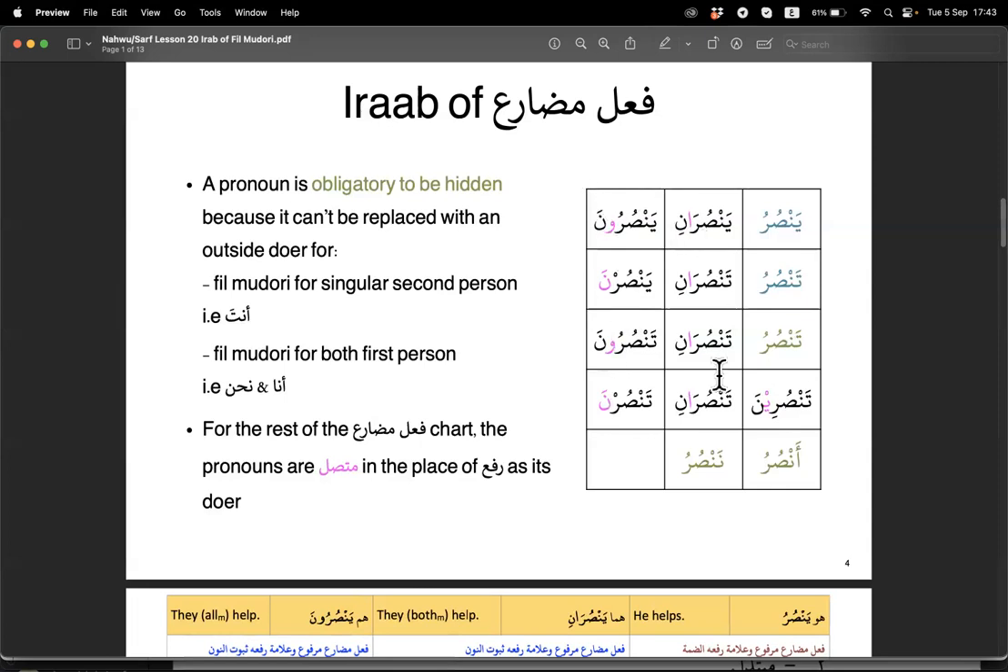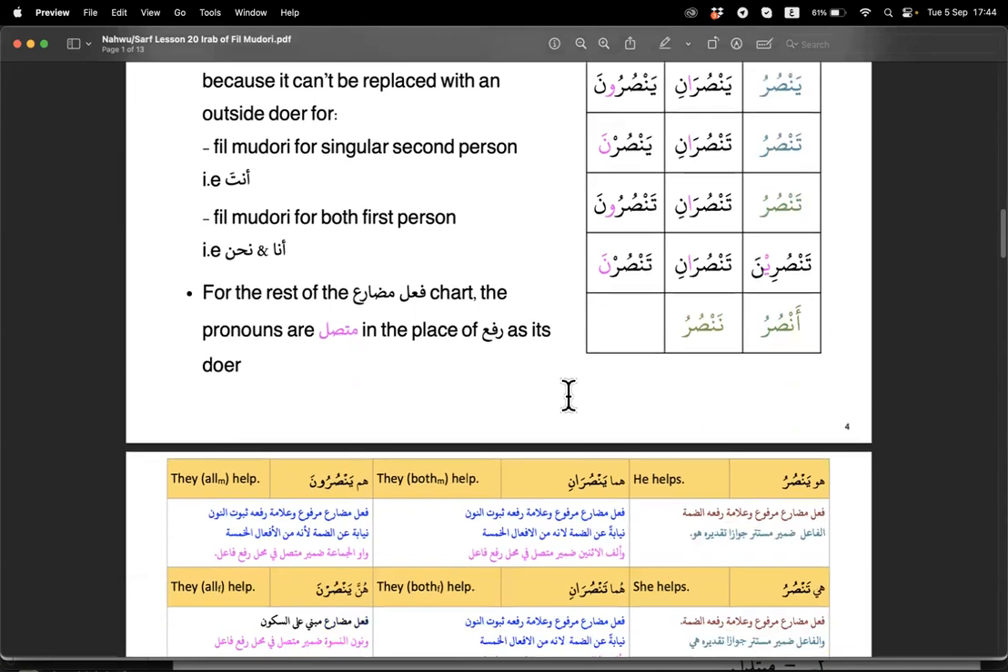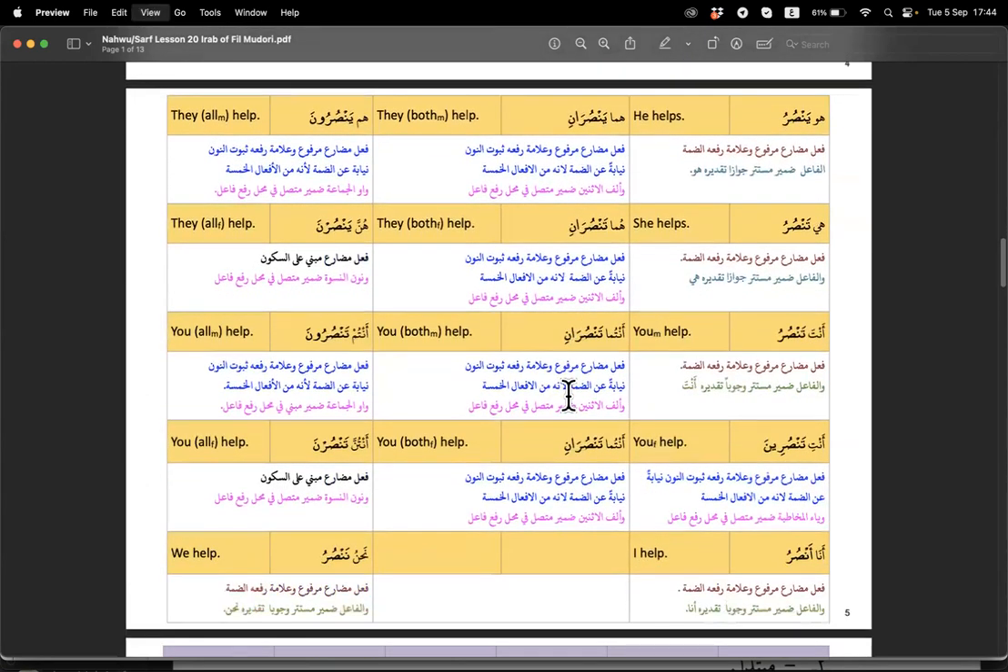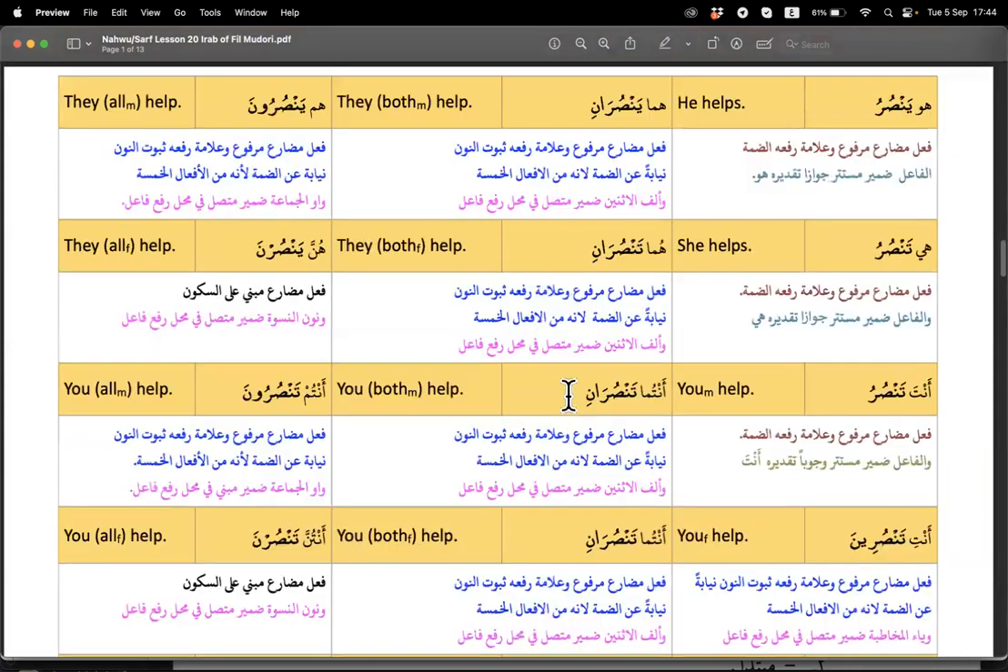All these pink ones are domir muttasil because they are all at the end. Just like for madi, they are fi mahali rafa fa'il because they are the fa'il of the fi'il. So all this is domir mustatir, either jawazan or wujuban. The rest, the pink, are all your domir muttasil fi mahali rafa. Basically, I've gone through all this, but just to be clear.